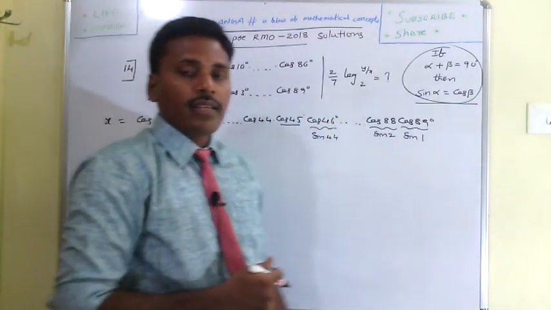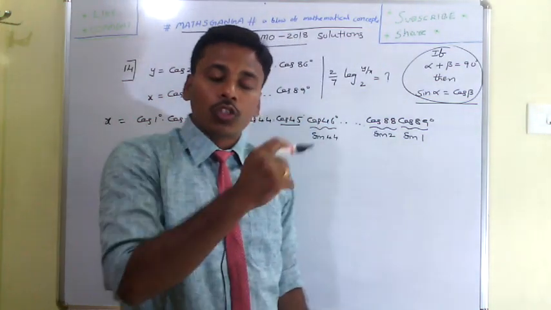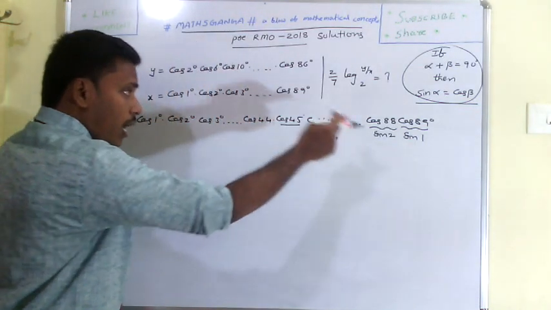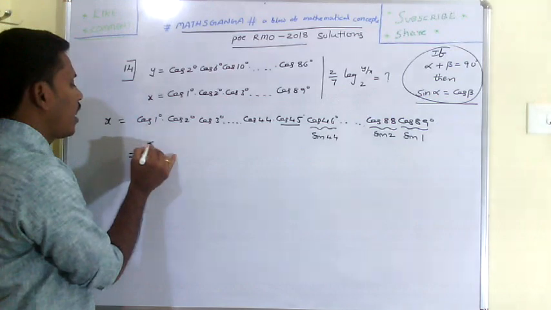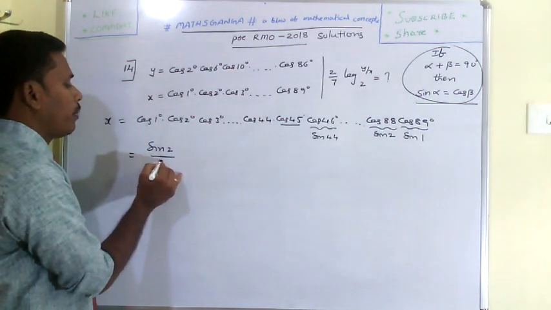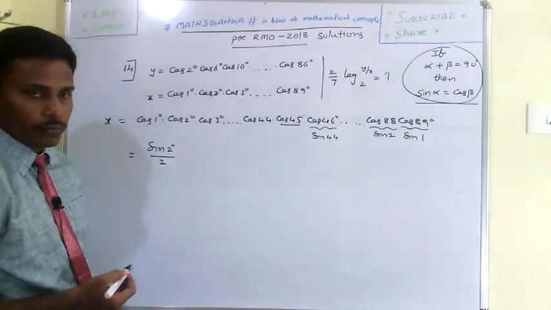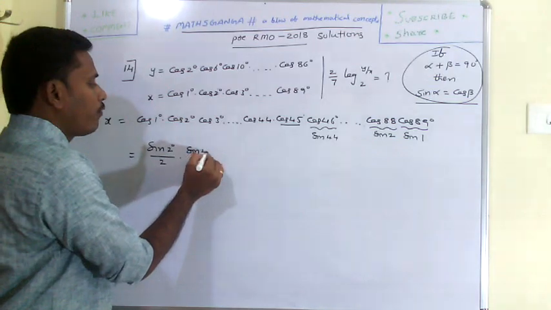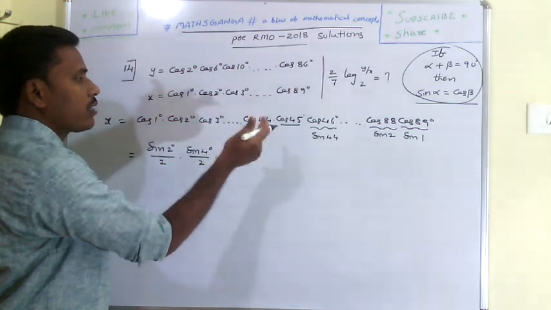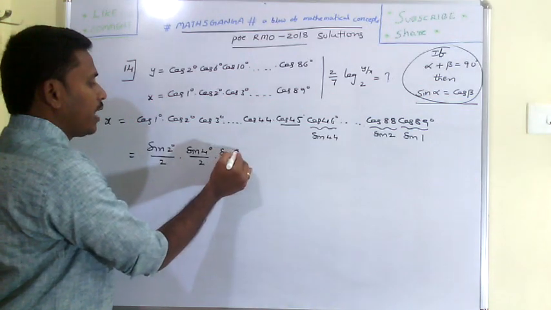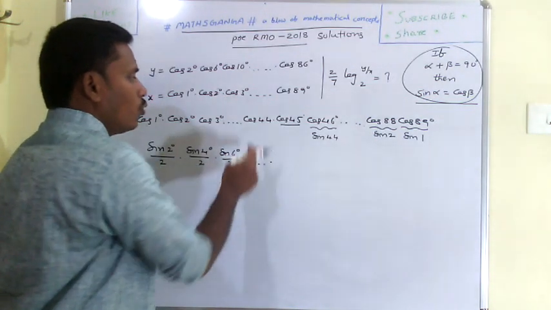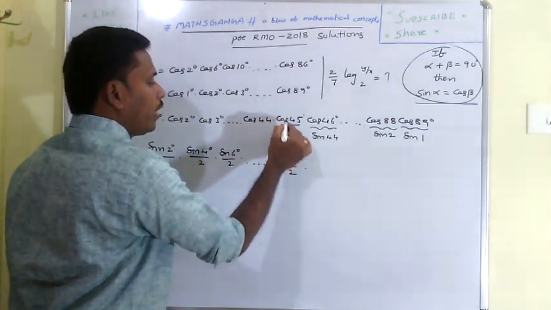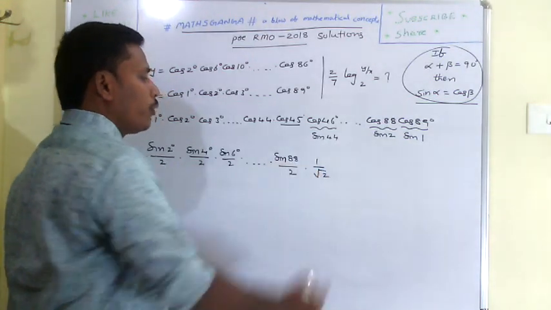I mentioned the rule sin 2 theta is 2 sin theta cos theta. So sin theta into cos theta is sin 2 theta by 2. So cos 1 into sin 1 is nothing but sin 2 degrees by 2. In the same way, cos 2 and sin 2 will be sin 4 degrees by 2. And cos 3 and sin 3 will be sin 6 degrees by 2. Like that, if you continue, cos 44 into sin 44 is sin 88 by 2, into cos 45, whose value is 1 by root 2.